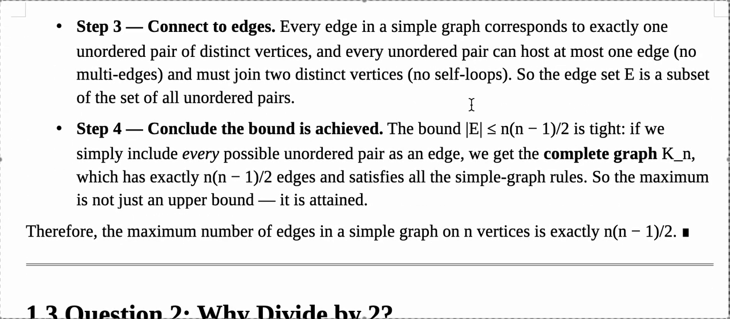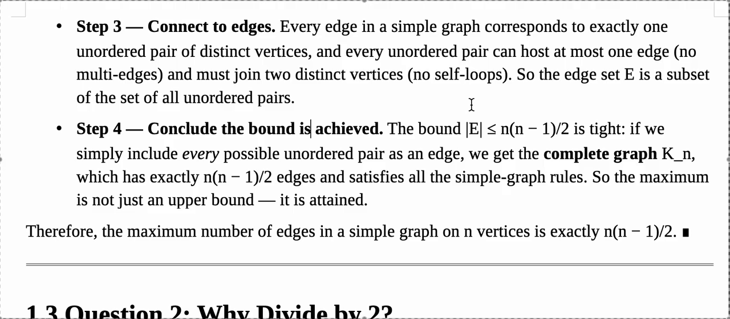And then we have step 3, basically connect to edges. So every edge in a simple graph corresponds to exactly one unordered pair of distinct vertices, and every unordered pair can host at most one edge. No multi-edges, and no self loops, which is a thing that we just mentioned a moment ago. And so the edge set E is a subset of the set of all unordered pairs.